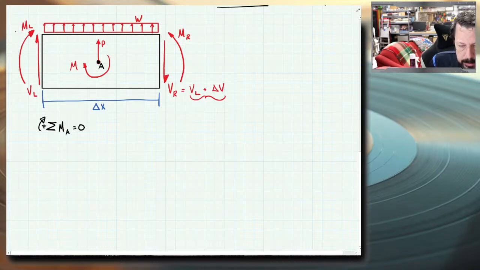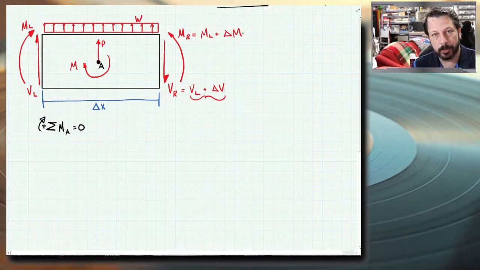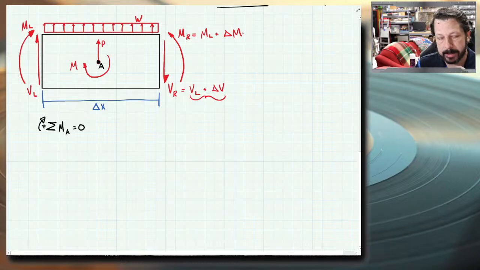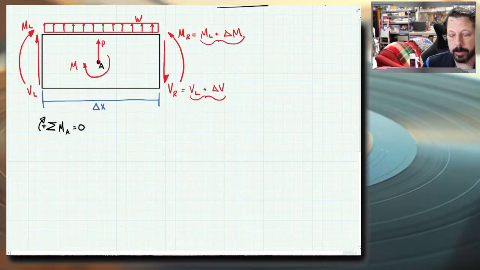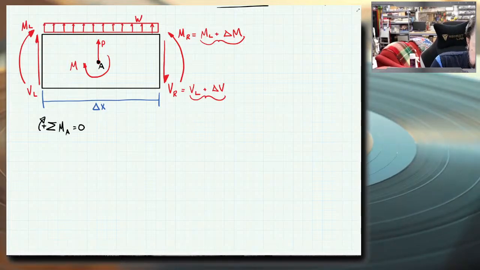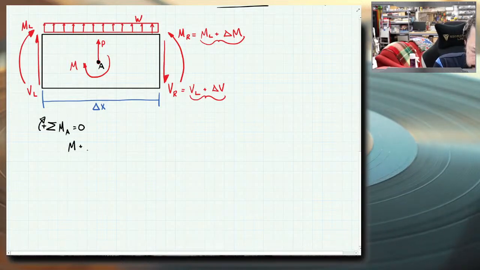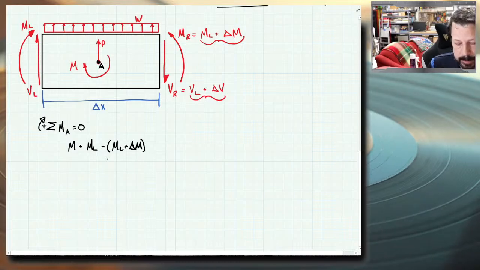Let's do the same type of trick we did here and say that the moment on the right-hand side is just equal to the moment on the left-hand side plus any change in moment. So however much it changed from one point to the other, that's how we're going to define it. So instead of writing MR into our equation, we can write ML plus delta M to represent the moment on the right-hand side. So we've got, say clockwise is positive, M plus ML minus MR, which is ML plus delta M. And there's that ML minus ML that we want to cancel out, so that's good.